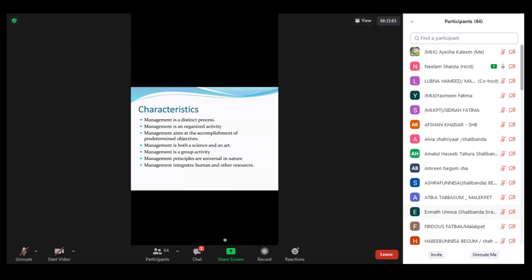Then it is an organized activity. Organized activity is in this way only. First the planning should come, then organizing should come, then the staffing, then directing and controlling. This is the organized way.